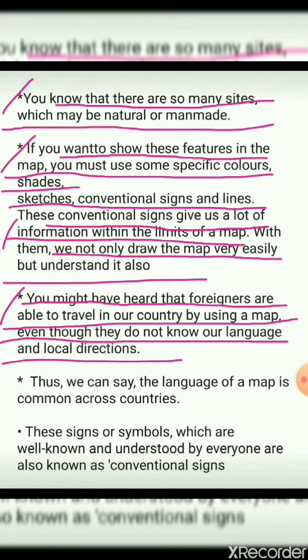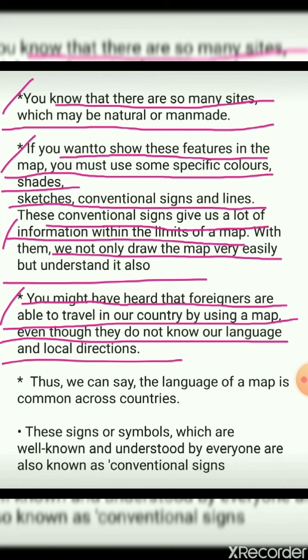In India, they are easily able to travel from one place to another. And what is the reason they are able to travel? It is because of the map. है ना. मैप की वजह से वो easily एक जगह से दूसरी जगह पे इंडिया में travel कर सकते हैं. And they're saying they can travel.